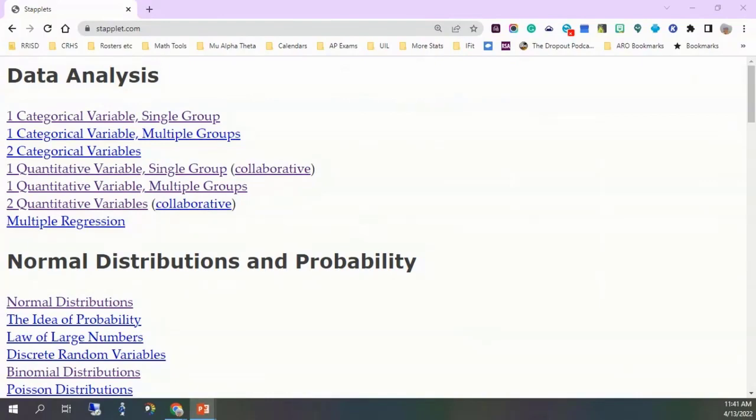Which one do we want? It is quantitative because we're looking at the actual differences. All right. We want one quantitative variable. All right. So one quantitative variable right here.